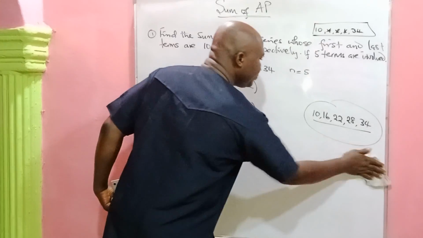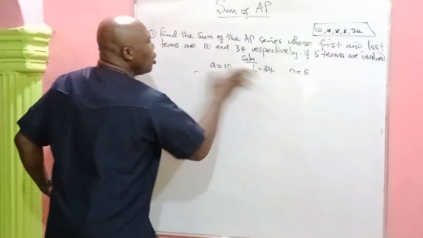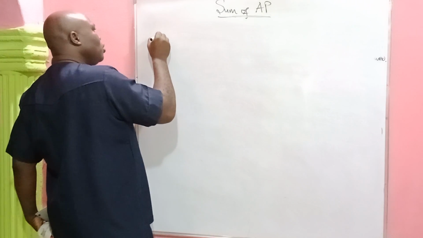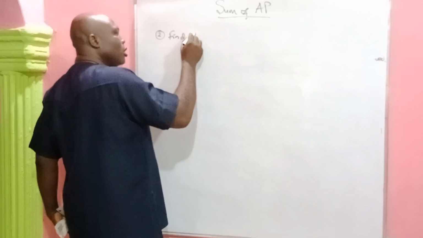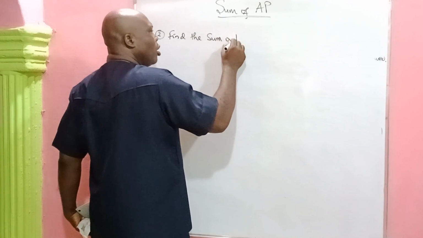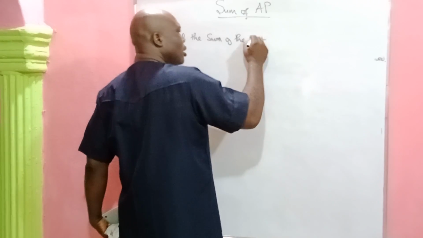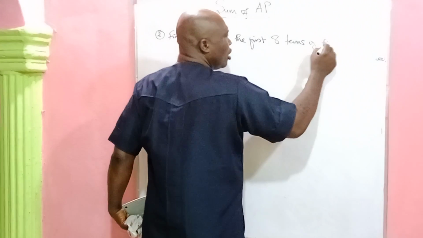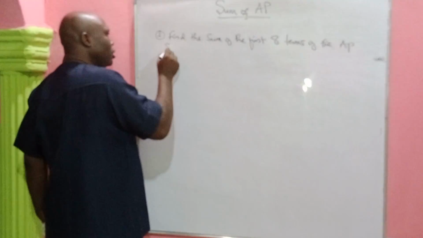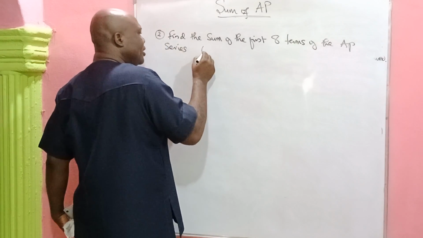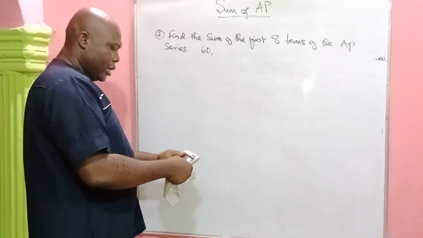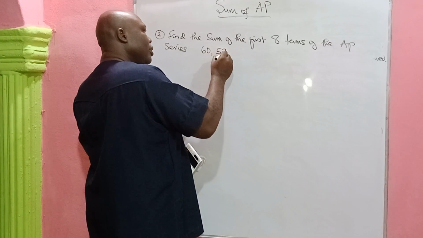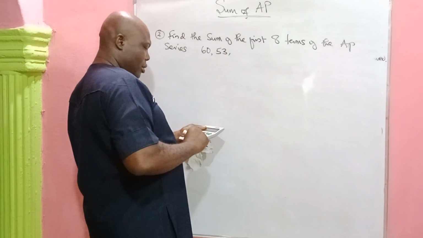Let's take an example. Example 2. We'll be asked to find the sum of the AP series. Number 2: find the sum of the first 8 terms of the AP series 60, 53, 46, and so on.